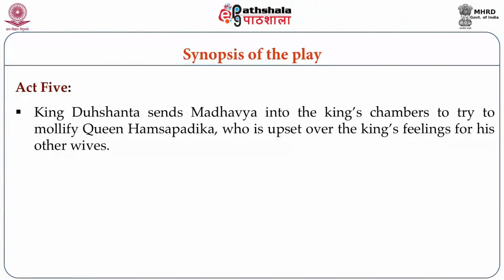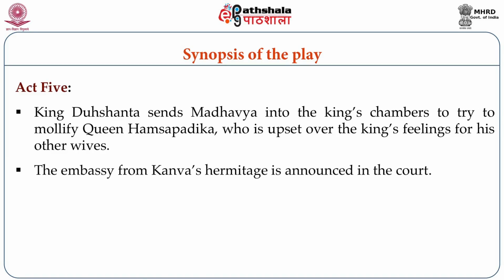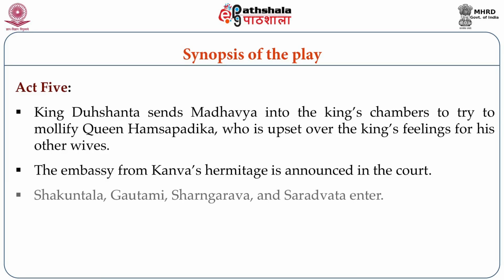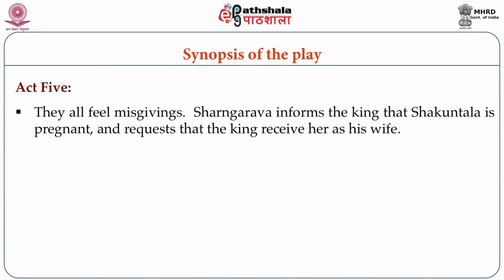Act 5. King Dushwanta sends Madhavya into the king's chambers to try to mollify Queen Hamshapadika, who is upset over the king's feelings for his other wives. The embassy from Karnava's hermitage is announced in the court. Shakuntala, Gautami, Sharangarava and Sharadvata enter. They all feel misgivings.